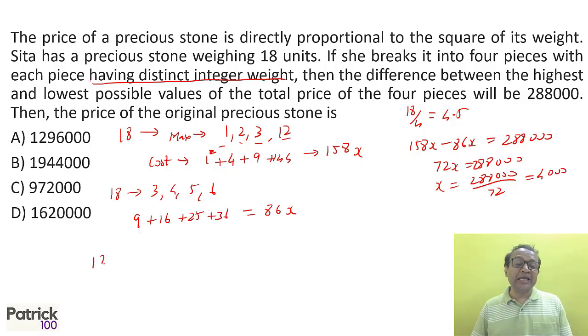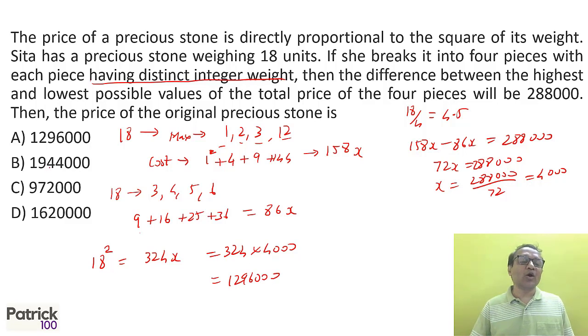Now, if the weight is 18, one diamond, it is proportional to 18 square, which is 324x, which is 324 into 4,000. We'll get 1,296,000. A option. That will be the answer.